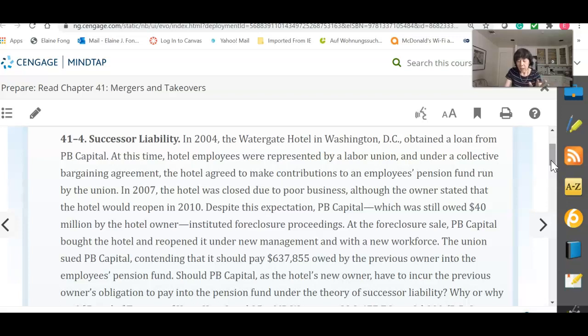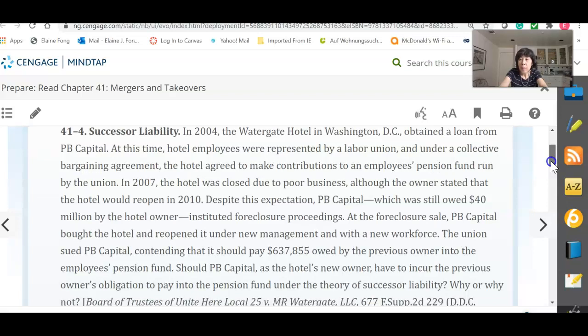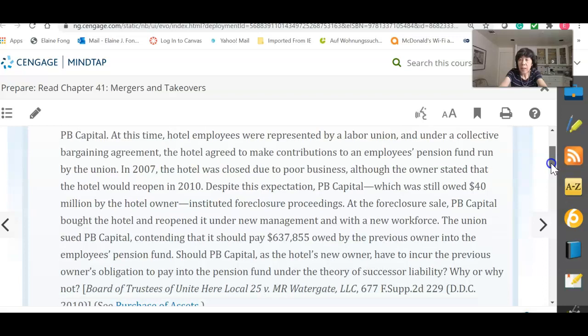So I wanted you to see this contrast with the previous examples we have looked at, and I think it's good for you to have these contrasting scenarios in mind as you continue to learn about the purchase of assets, the topic of purchase of assets.